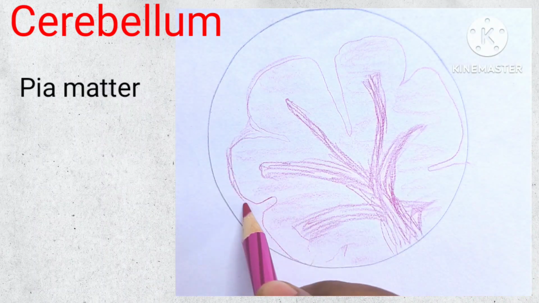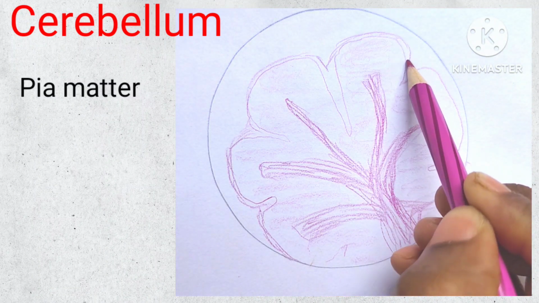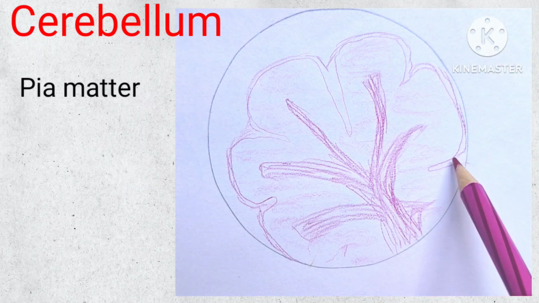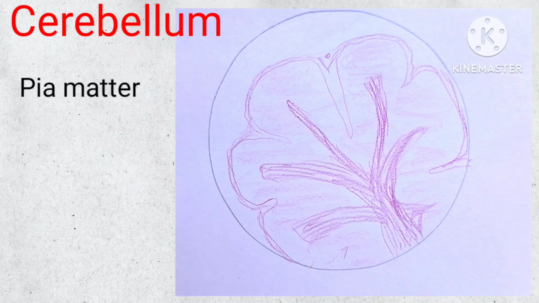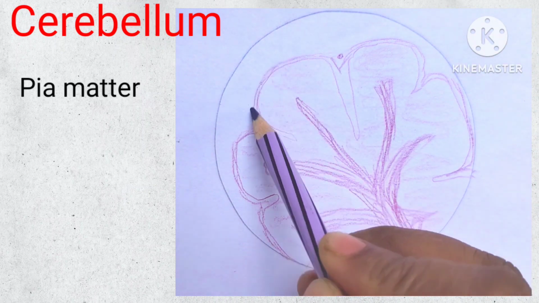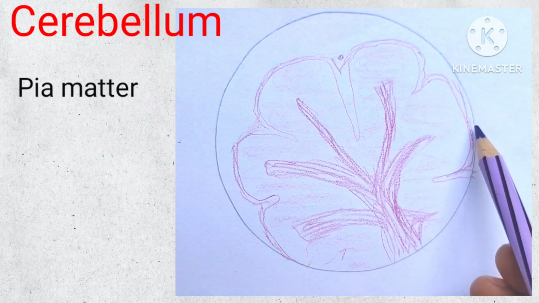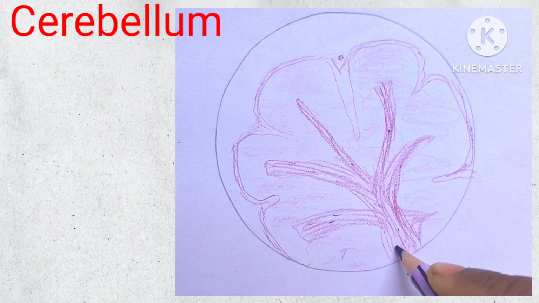Before drawing in the gray matter, we'll draw the pia mater. Pia mater is the one which closely encloses the cerebellum, the outermost covering in the cerebellum. So it's a very thin connective tissue structure. Some blood vessels also we can show there. You can keep some nuclei to represent the glial cell nuclei, even in the white matter also.